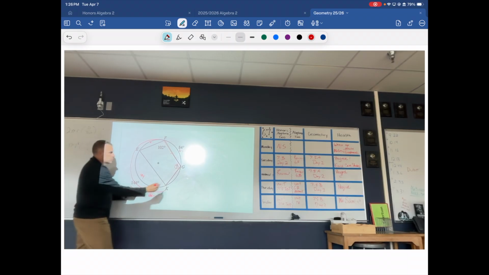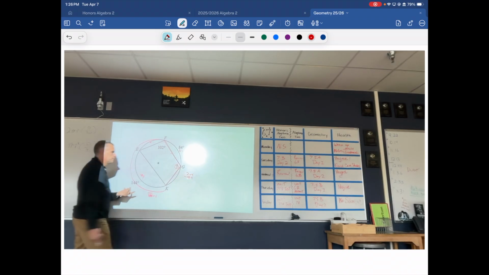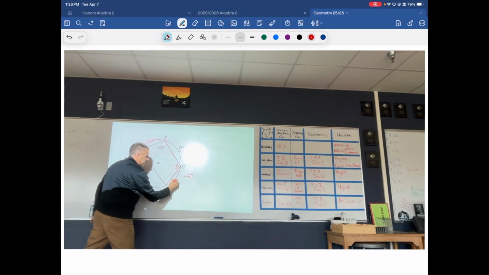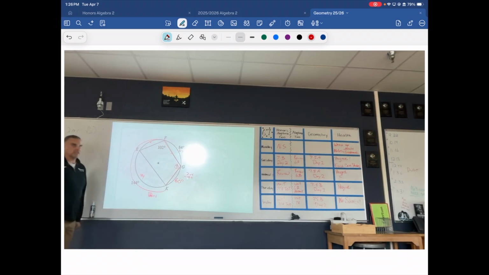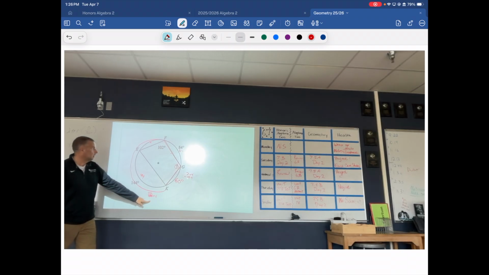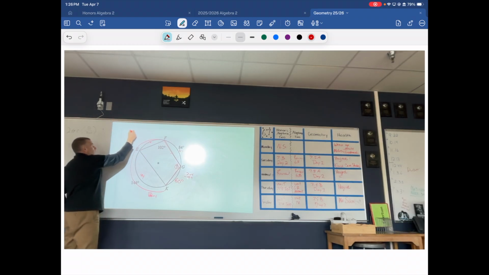Subtract them. If I take 204 minus 144, that's 60. So that makes GK 60 degrees. 60 plus 144 is 204. I still don't have that one, but I think that helped us, right? What do they all have to add up to? 360.